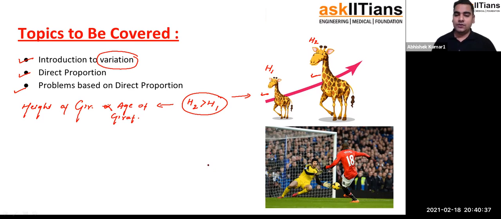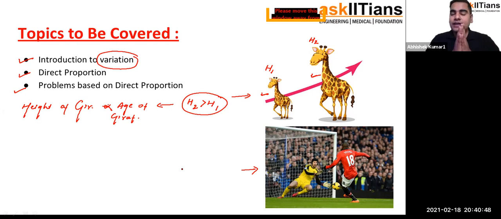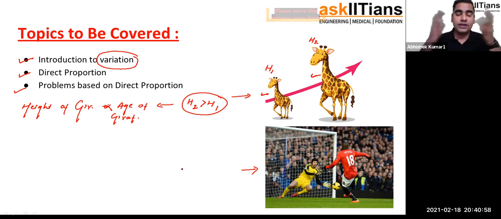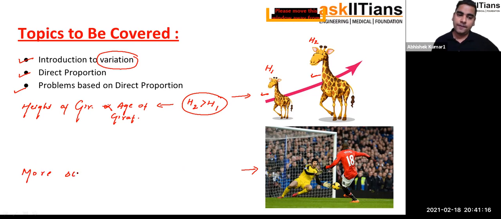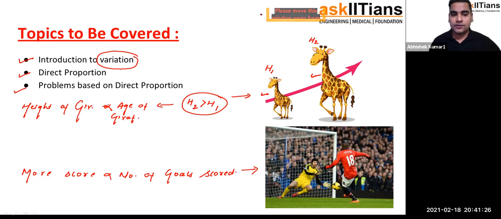If I talk about the second situation, this is related to football. The score that a team has on the scoreboard will be directly proportional to the number of goals scored in a match. If you are scoring more and more goals, eventually your scoreboard will be much better, and you will see more goals over on your scoreboard. So I can say the score is directly proportional to the number of goals scored. You score more goals, your score is going to be much better.